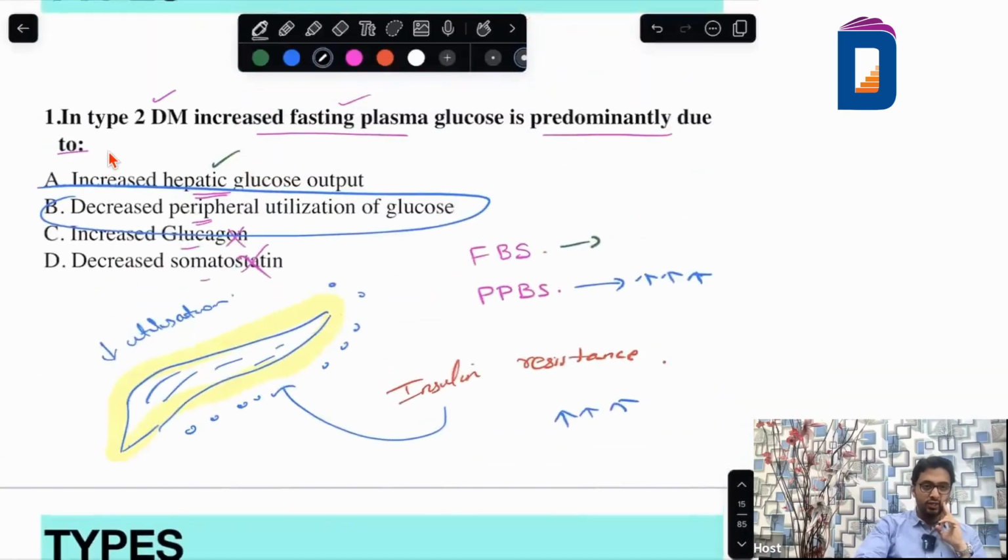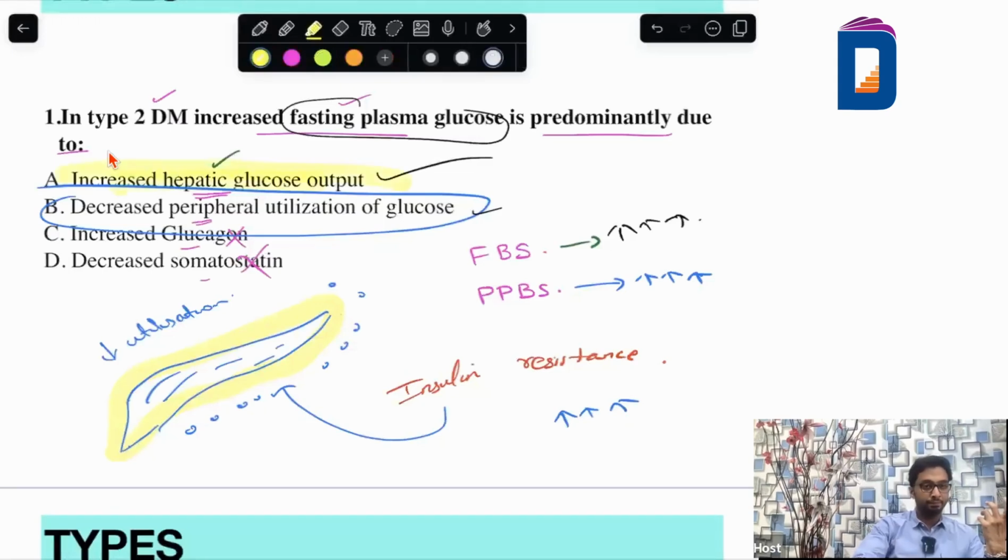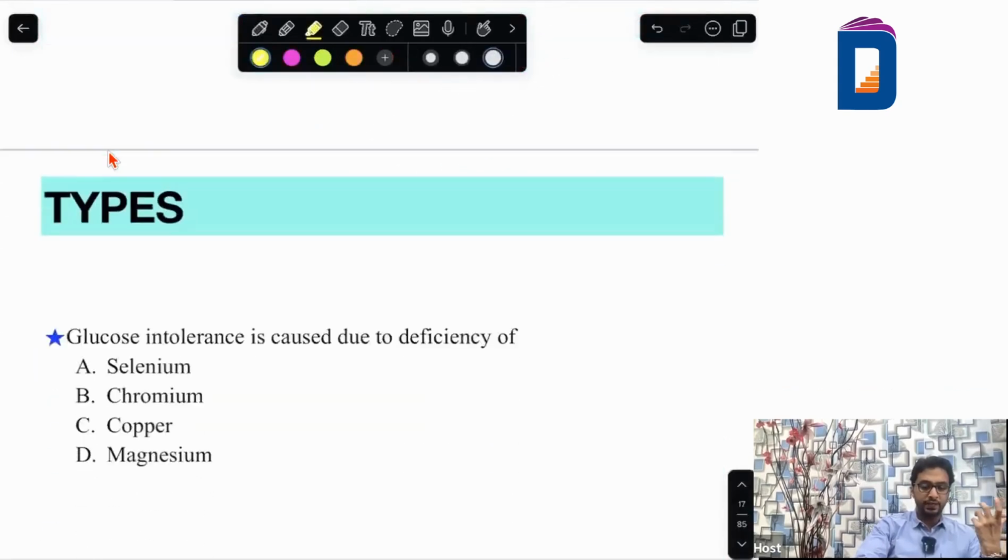So as a result, the person wakes up in the morning and you'll see that the fasting blood glucose is high because lots of glucose has been released from the liver. So the question is, in type 2 diabetes, increased fasting plasma glucose is due to increased hepatic glucose output. Now, if the question is increased PPBS, it is option B, decreased peripheral utilization. So this particular question, the answer is A. Understood all of you? Any doubt you can ask.